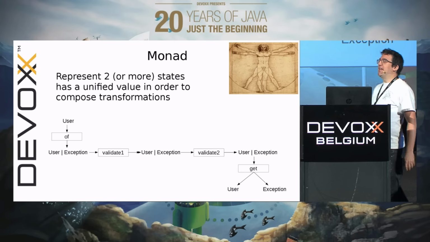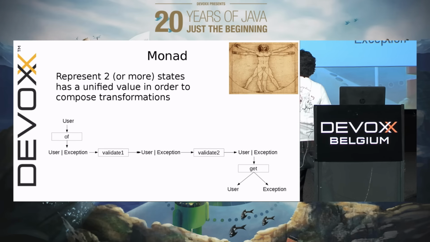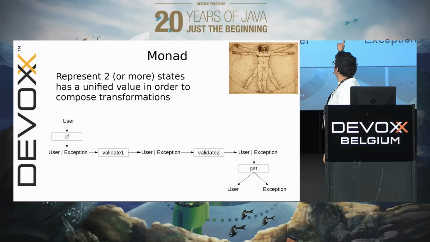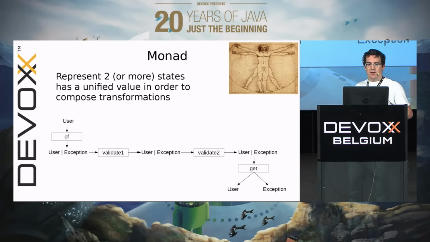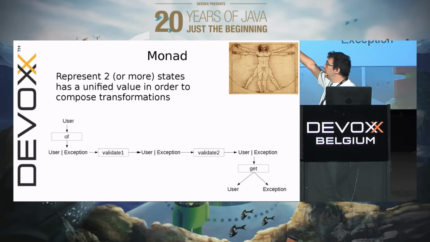The monad design pattern. The basic idea of a monad is I want to represent different states as a unified value. What I want is to be able to change validation on either a user or an exception. And when I chain my calls to validate, I want that each time I have either a user or an exception. For that, I need two more operations. I need something at the start that from a user returns a user or an exception. And I need something at the end which is able to say it will be a user or crash. Okay?